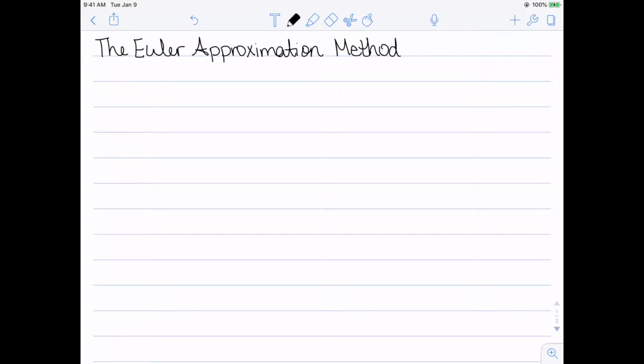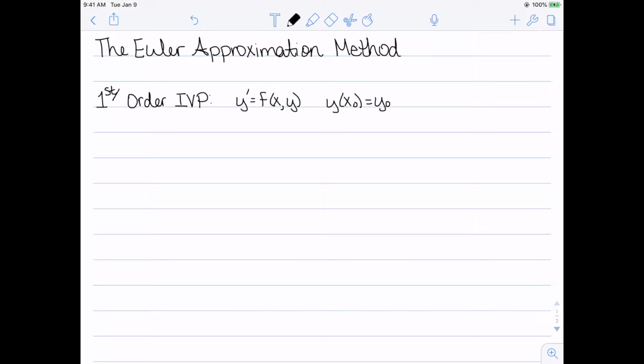We'll now look at the Euler Approximation Method for finding solutions to differential equations. So what we need to do this method is a first-order initial value problem. So we need a differential equation that's of the form y prime equal to some function involving x and y. And then we need an initial point, y of x0 equal to y0.